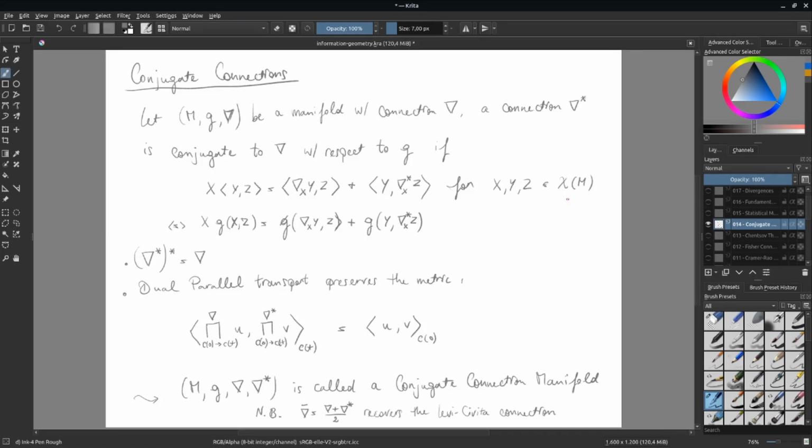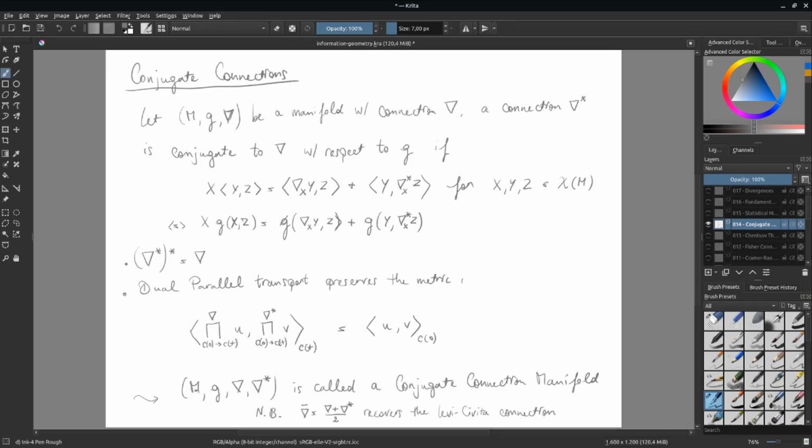the metric. So it's the same as before, but now the first vector u we transport using this nabla, and the second we transport using this dual connection nabla star. That again preserves the metric. So we're playing with two metrics at the same time here, but this lets us be a little bit more flexible.